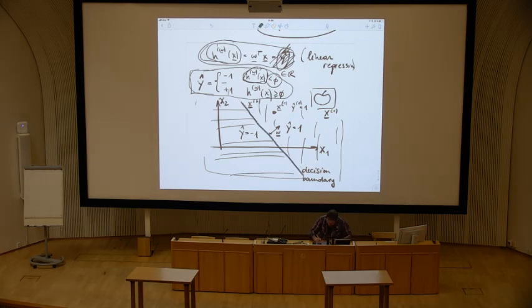Okay, so let's not consider this special case of having a data point directly on the decision boundary, but having data points on either of the two sides of this decision boundary. So let's say we have here another data point, x4.